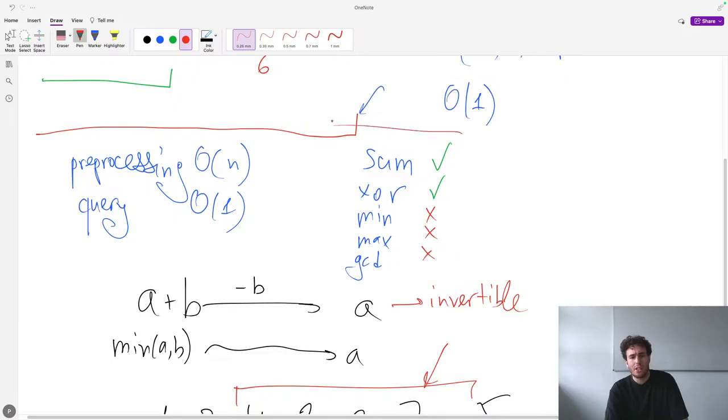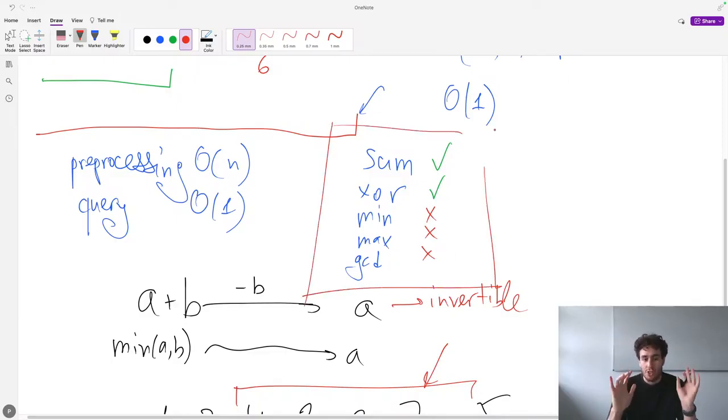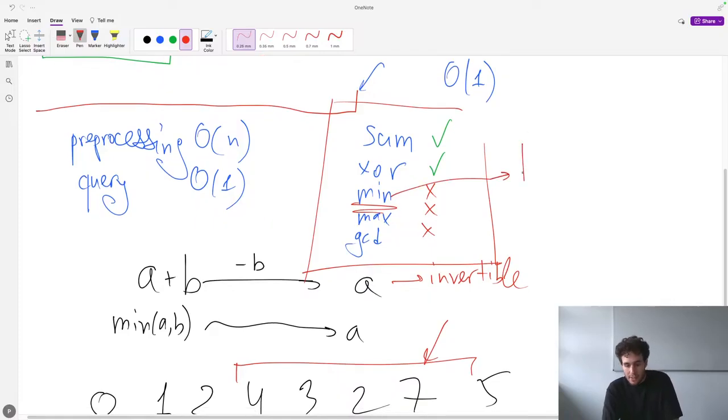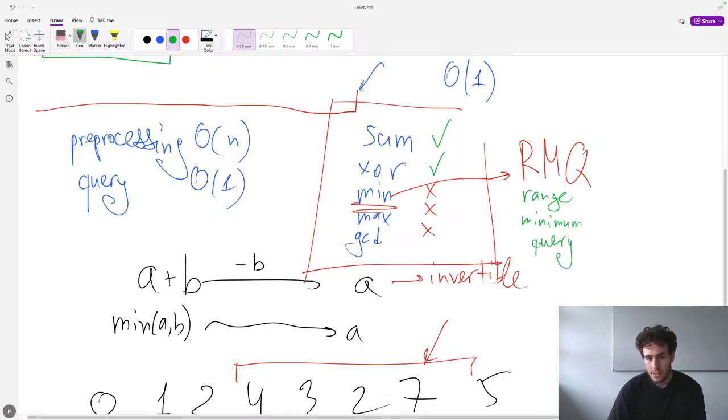For now, we just want to calculate in a static array where no changes happen, all of these operations, regardless of whether it's invertible or not. So our main goal for now is to be able to answer queries for minimum on a segment. And maybe you've heard of this problem. This problem is a very well-known problem that is called RMQ, which stands for range minimum query, right? And let's learn how to do that, right?